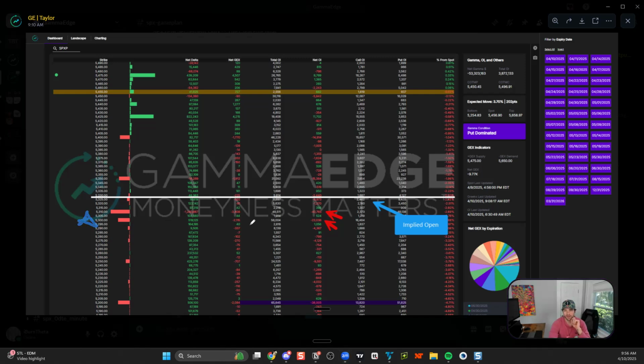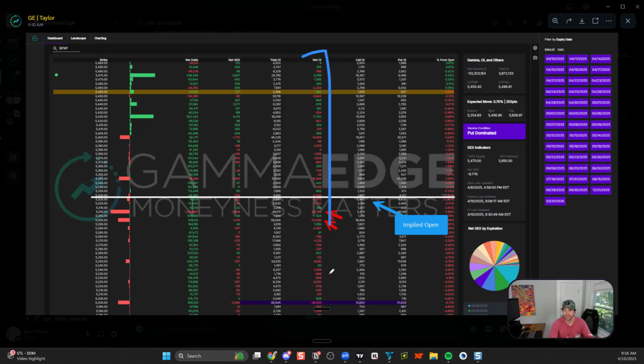Nonetheless, 5,300 is a key strike in the complex just because it's a whole psychological number. There's a lot of positioning around this strike as well, so something to pay attention to. And then, looking at our net OI column, this is just a distribution of call and put speculation throughout the complex.